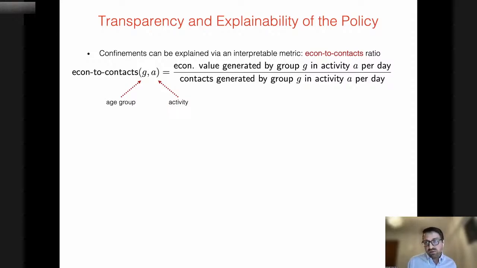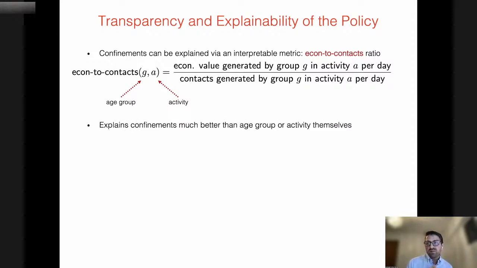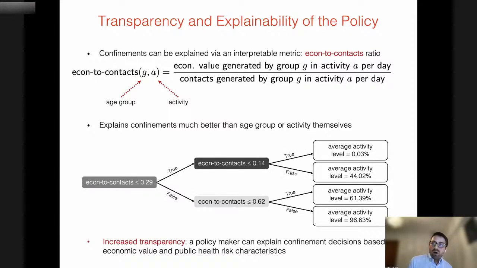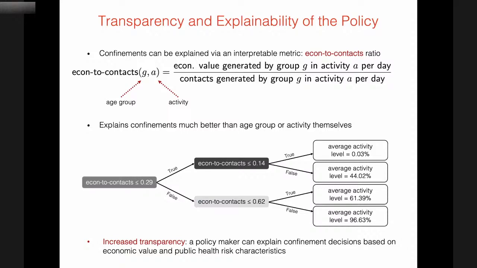So to explain what the algorithm does, you just look at the cost in terms of social contacts, in terms of pandemic risk, for every dollar generated in terms of economic value. There's some machine learning that makes this rigorous. But the simple ratio explains the confinement decisions of the algorithm orders of magnitude better than using age group or activity themselves as characteristics. I think this is quite an appealing feature in terms of public policy, because it arms a policymaker with a way to transparently explain decisions, based directly on health risks and economic features rather than a population-specific identifier.